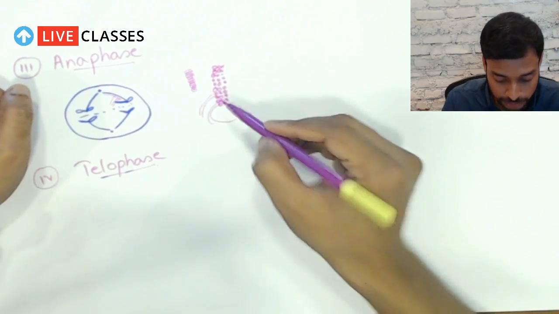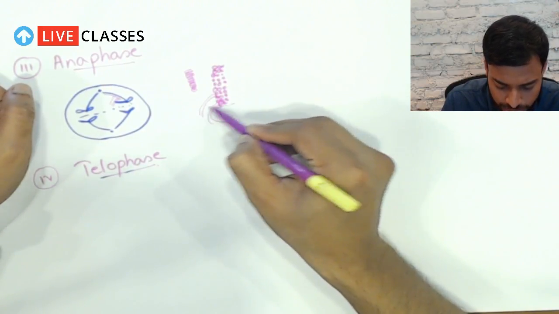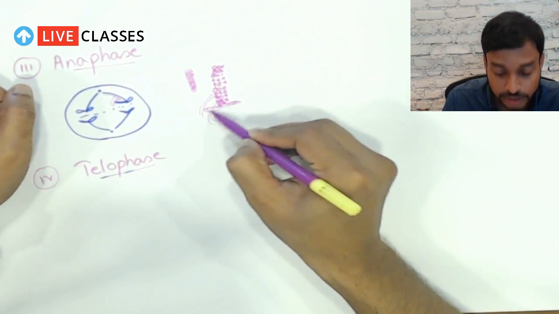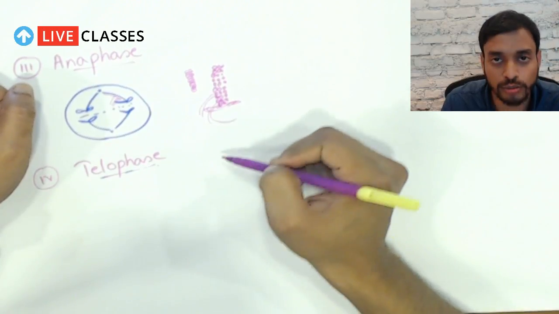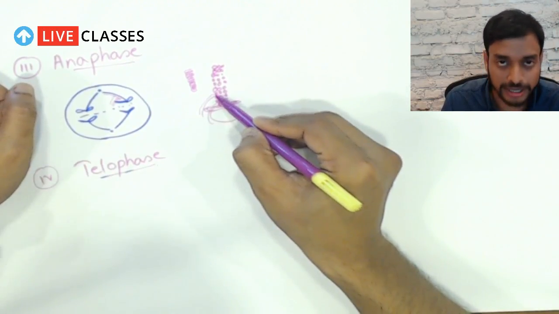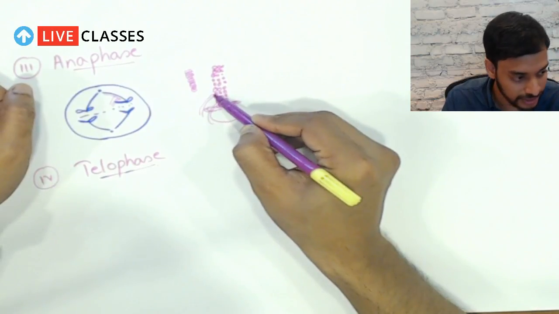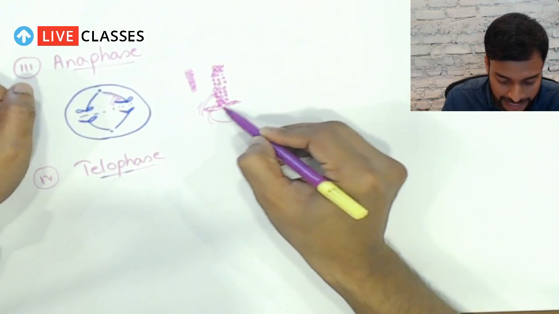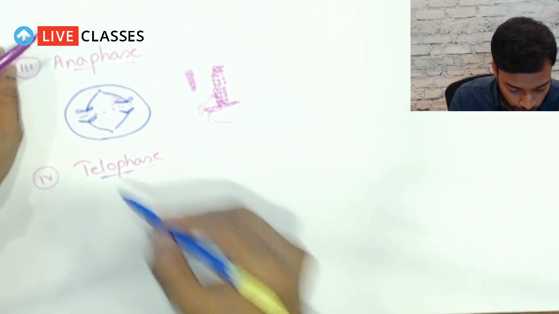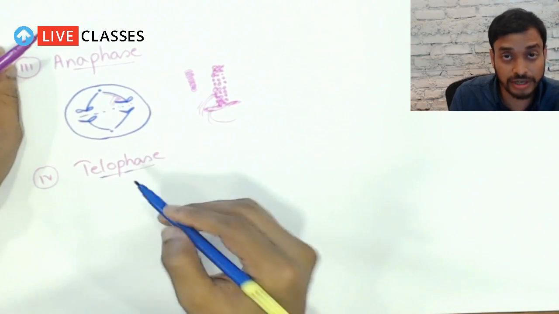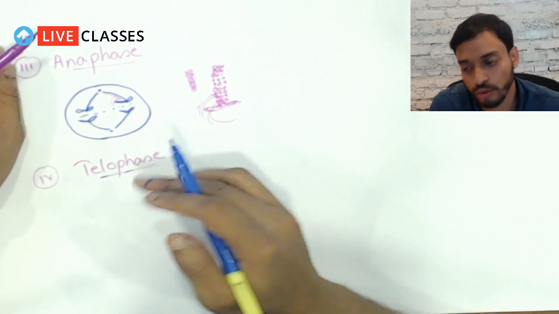Yes, you may ask a question. It is attached here, correct? Then if it depolymerizes from here, what will happen? It would release the chromosome, but no, the depolymerization happens a bit ahead of this area, not absolutely at the end, correct? So let's quickly move on because we have a lot to talk about now. So in telophase what happens? Telophase is actually called the reverse of prophase.